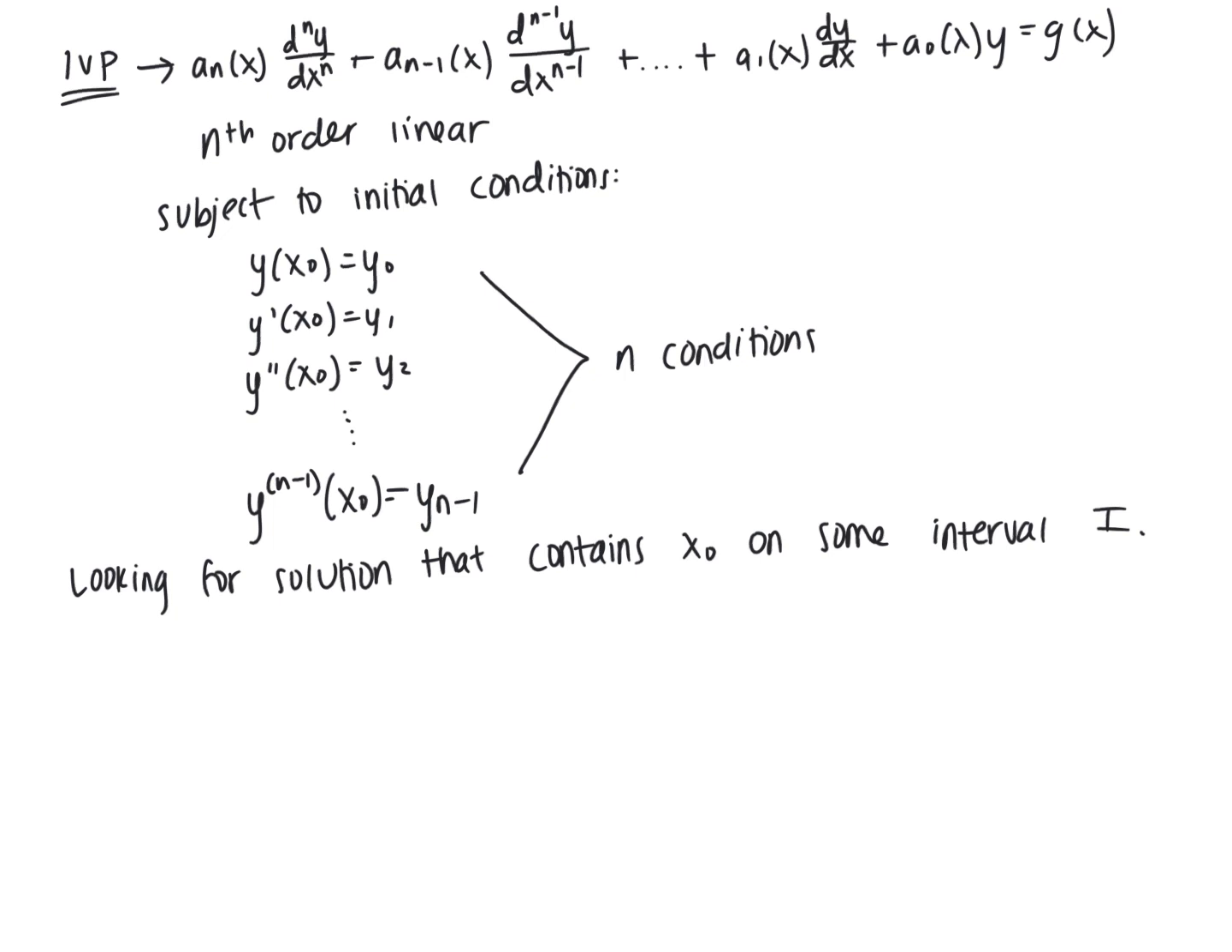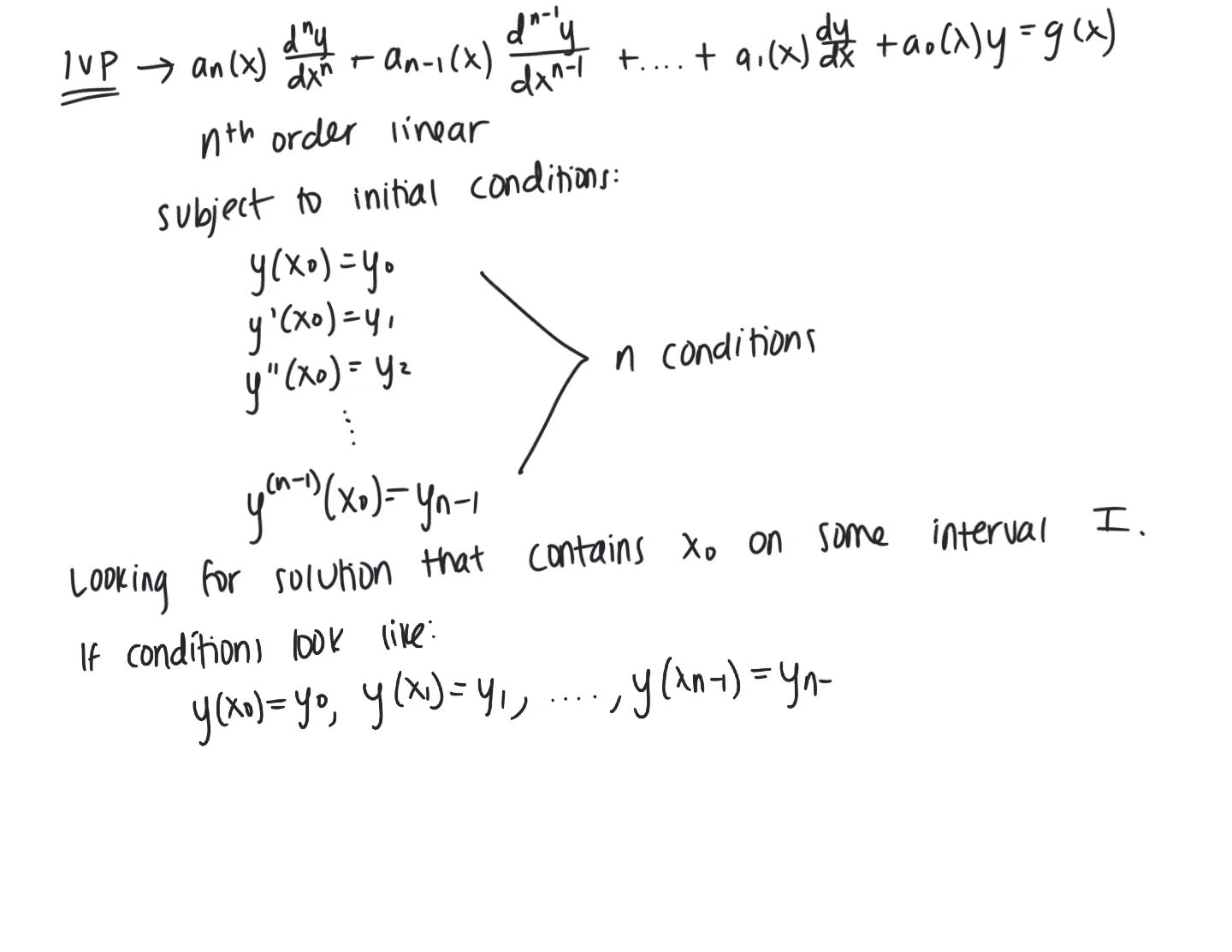We are also going to be solving what are called boundary value problems. So if instead your conditions look like the following. If you have y(x_0) equal to y_0, and then y(x_1) equal to y_1, and so on and so forth. This is called a boundary value problem, normally denoted BVP.